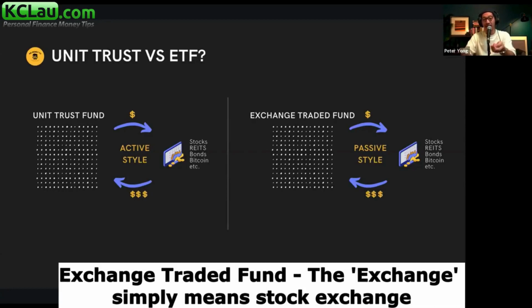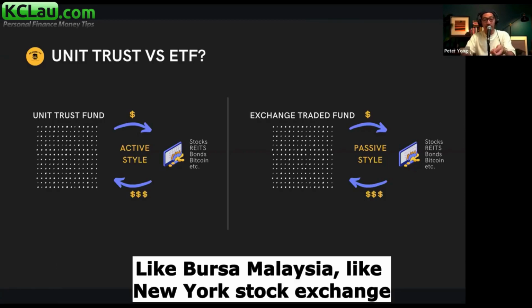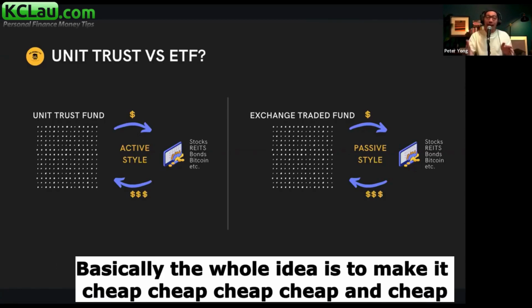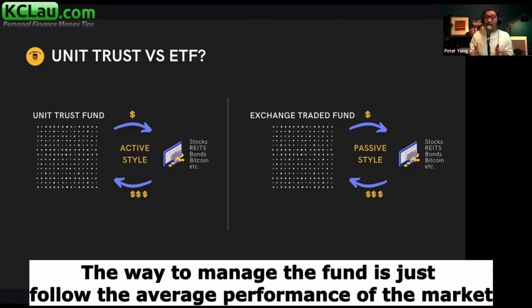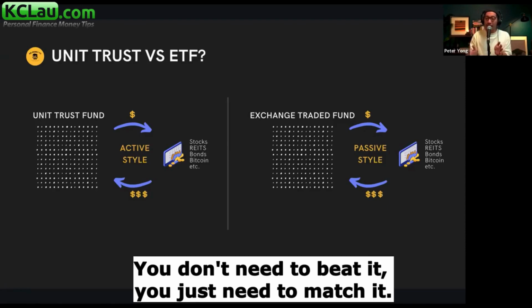Exchange traded fund. The exchange simply means stock exchange, like Bursa Malaysia, like New York Stock Exchange. Basically, the whole idea is to make it cheap, and cheap. That is the whole idea of an exchange traded fund. The way to manage the fund is just follow the average performance of the market. You don't need to beat it, you just need to match it.